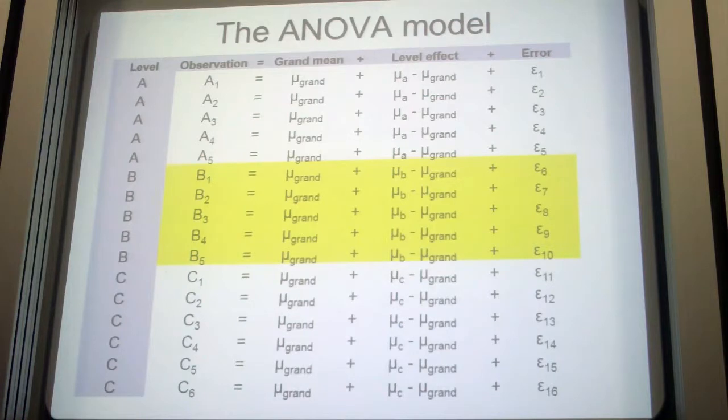Notice that although there are levels A, B, and C here, we're assuming that all of the error terms come from the same distribution. So in this example, we can label them the error terms epsilon 1 to 16.